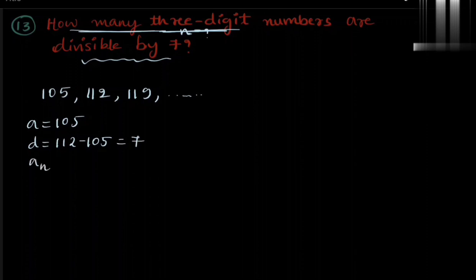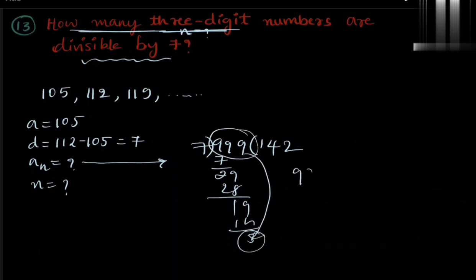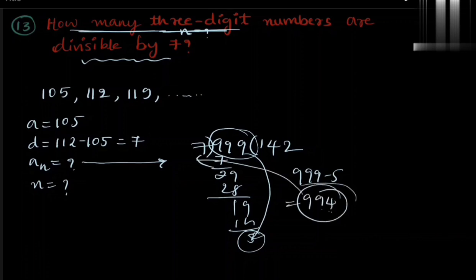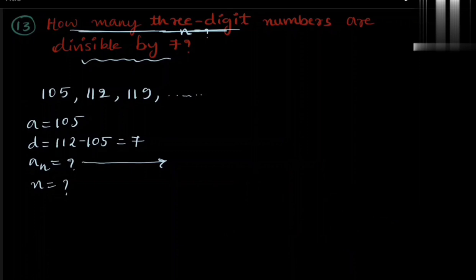Next we want to find the last term of this sequence, that is an, and also n. To find this last term, the largest 3-digit number is 999, right? So divide 999 by 7. 7 1s are 7, remainder is 2, so 29. 7 4s are 28, remainder 1, so 19. 7 2s are 14, so the remainder is 5. Subtract 5 from 999: 999 minus 5 is equal to 994. This number is divisible by 7, so this is the last 3-digit number. So an is equal to 994.